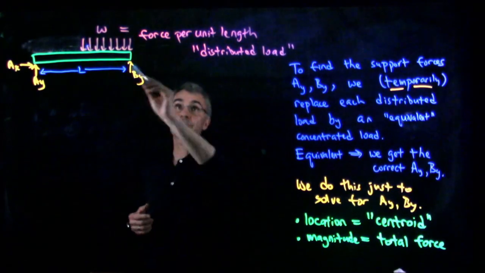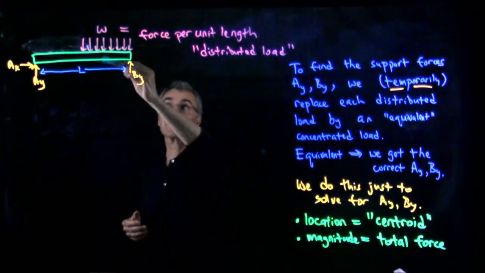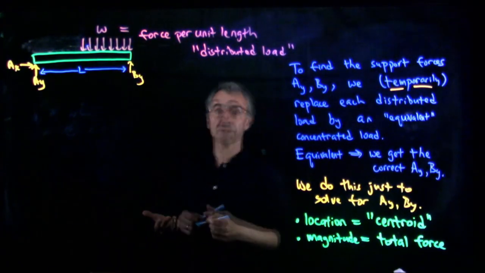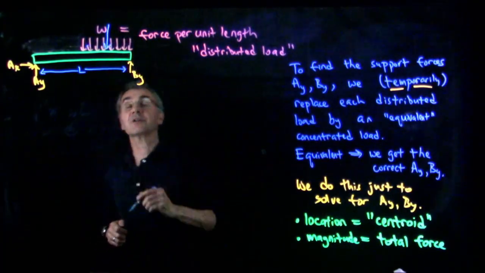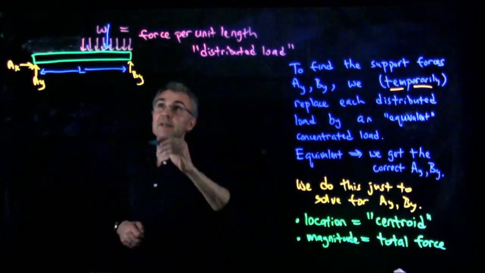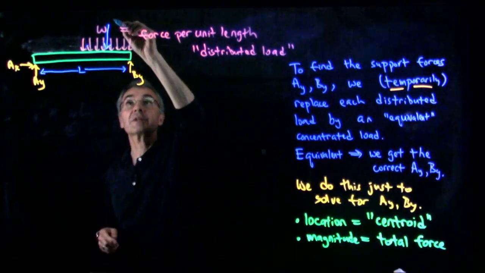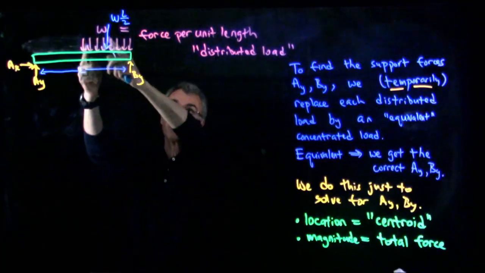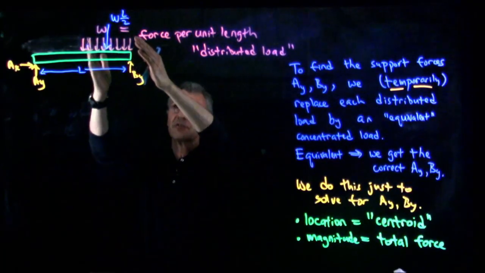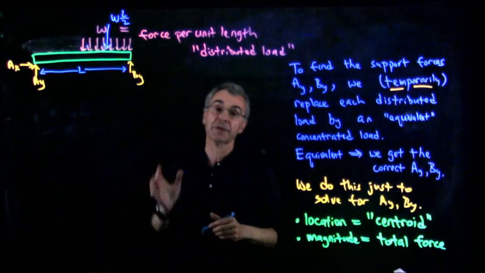Now, we didn't have to have that distributed load over the entire beam. Maybe it turns out that this distributed load only covers half of the beam, maybe just the right-hand half. In that case, the centroid would be here, 3/4 of the way along the beam, and the value of this force would be w times L over 2, since it's still force per unit length w, but now the total length of this distributed load is just half the length of the beam, L over 2, instead of the full L.